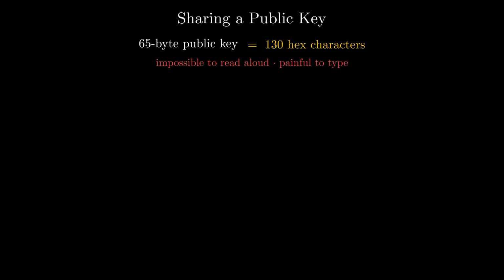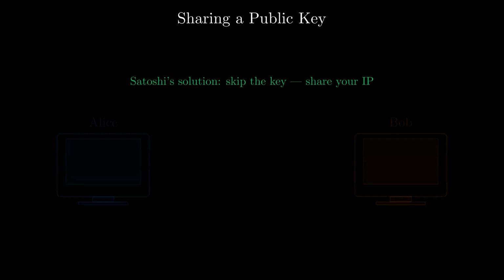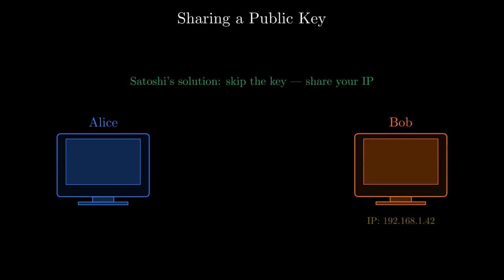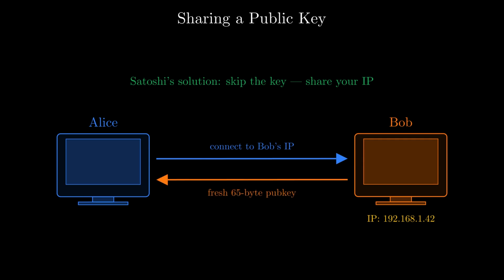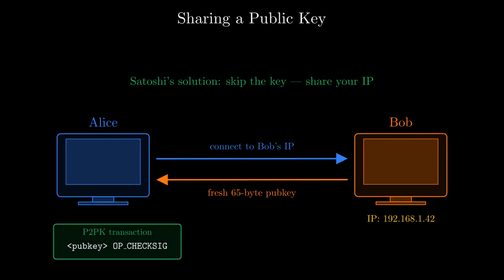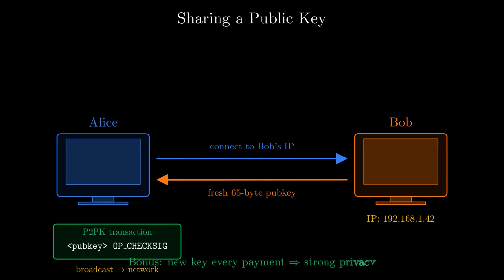So how did you share your public key? A 65-byte key is 130 hex characters, impossible to read aloud, painful to type. Satoshi's solution: skip the key entirely. You give out your IP address. When Alice wants to pay you, her node connects to yours. Your node generates a fresh public key on demand and sends it back. Alice builds the P2PK transaction and broadcasts. Bonus feature: every payment used a new key, giving strong privacy by default.